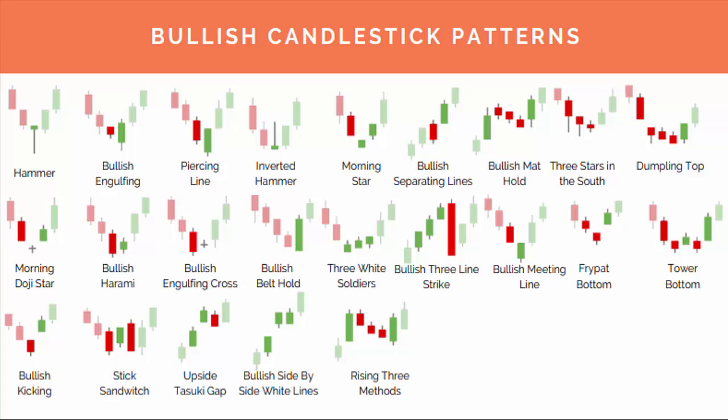Engulfing patterns occur when a candlestick engulfs the body of the previous candlestick, indicating a potential reversal in the market. A bullish engulfing pattern occurs in a downtrend and suggests a shift towards bullish sentiment, while a bearish engulfing pattern occurs in an uptrend and indicates a potential bearish reversal.